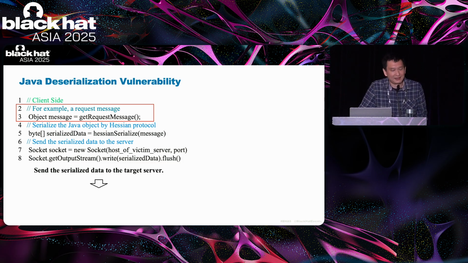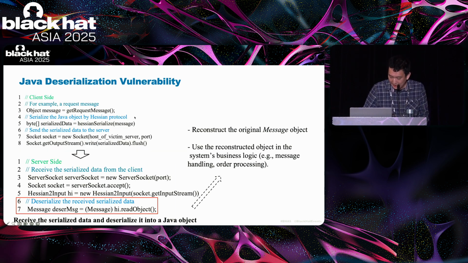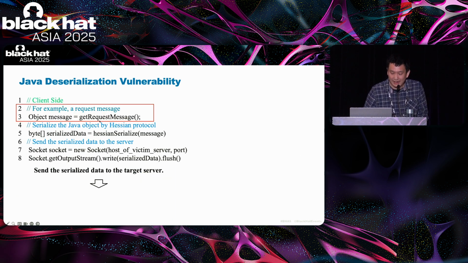So far it's still too abstract, so let's take a look at a Java deserialization vulnerability. It's a proof of concept, a very simple Java deserialization vulnerability. The code we have here has two parts. First is the client side. As you can see here, we have the object. Basically, we could have the GET request message, and then it's going to be a serialized object through the Hessian protocol, with this line 5 producing the serialized data, and then it's going to be written into a socket. So this is the socket, and it's going to write this to the socket.